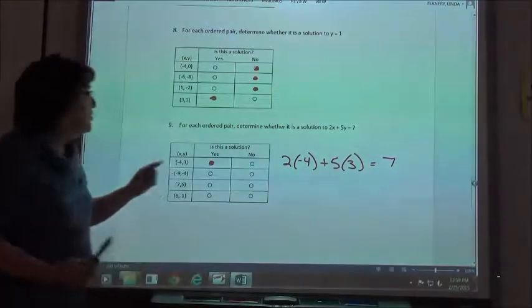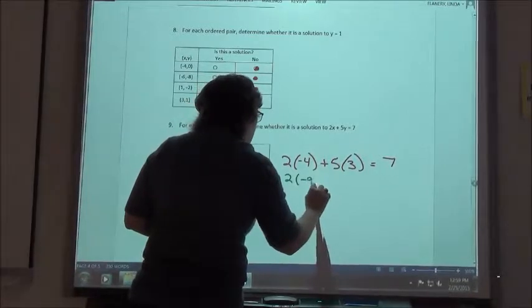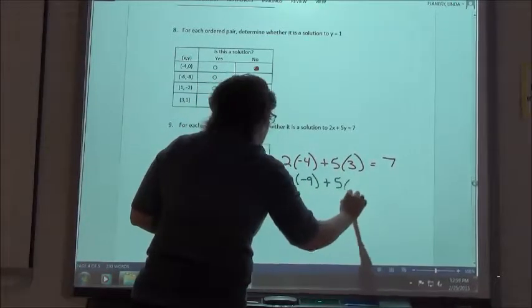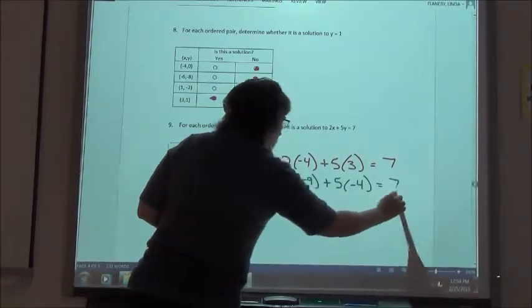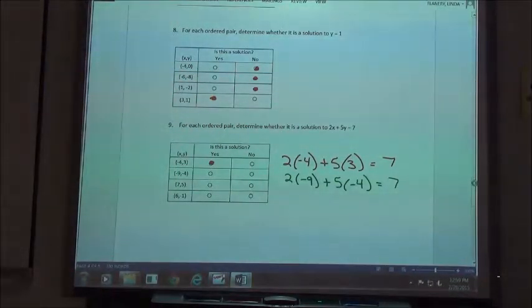So then I'm going to use the next point. 2 times my x value of negative 9 plus 5 times my y value of negative 4. Do I get 7? Nope. Nope, because I'm going to have negative 18 minus 20. Certainly not going to be 7.